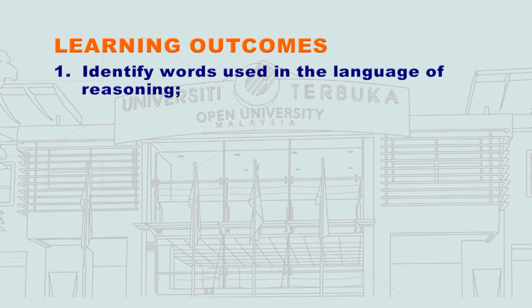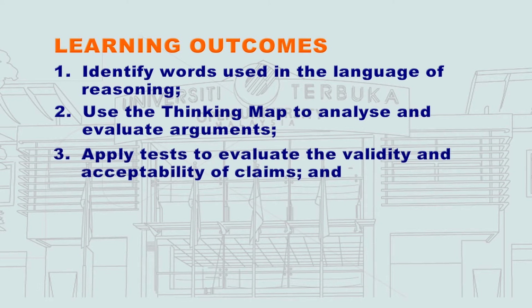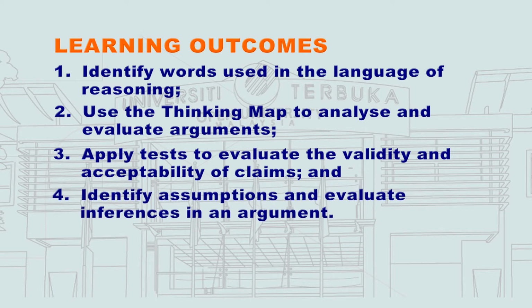Before we start, let's look at the learning outcomes for our lesson today. By the end of this video, you should be able to: number 1, identify words used in the language of reasoning. Number 2, use the thinking map to analyze and evaluate arguments. Number 3, apply tests to evaluate the validity and acceptability of claims. And number 4, identify assumptions and evaluate inferences in an argument.